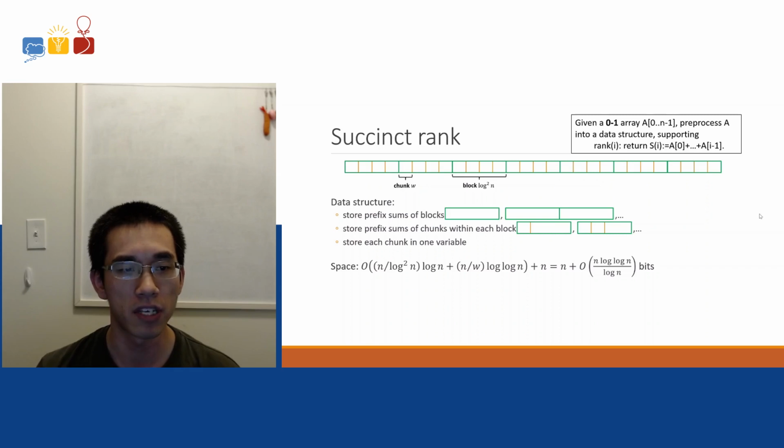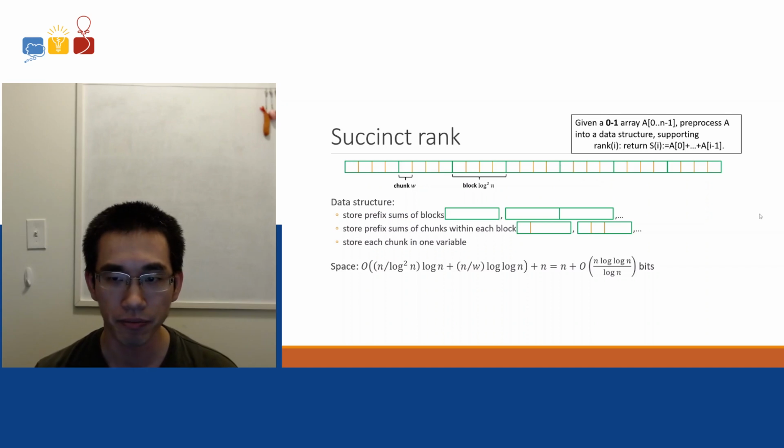So summing up these three parts of the space, we get n plus O of n log log n divided by log n bits in total, as we claimed earlier.